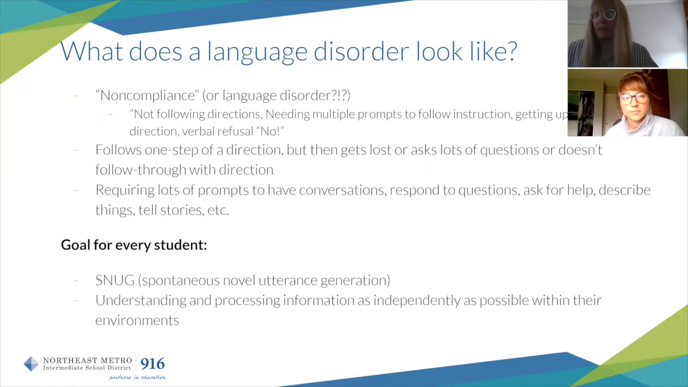Kind of our goal for every student who has a language disorder is twofold. We want them to have SNUG, which is called spontaneous novel utterance generation. That means that they're saying things that they think of, and it's easy for them to say what they're thinking, and they don't need adults to help them make sentences and talk. We also want our students to be understanding and processing information as independently as possible. And this is across all different environments. So we want them to be understanding and processing at home, at school, in the community, and with a variety of different people.